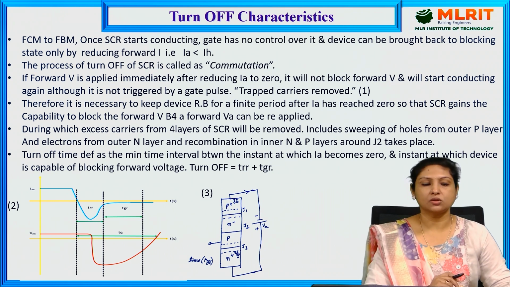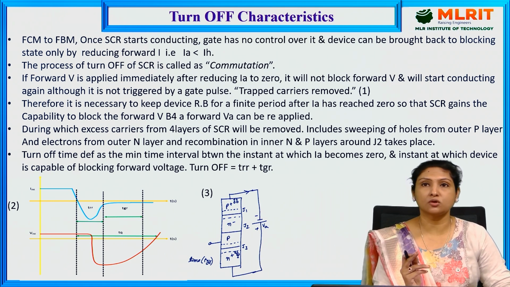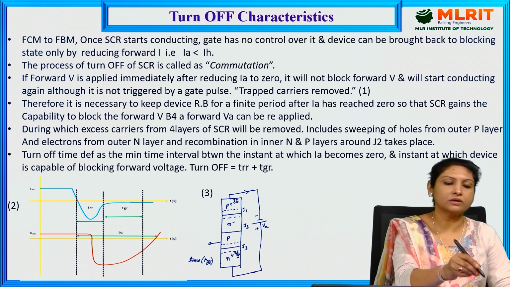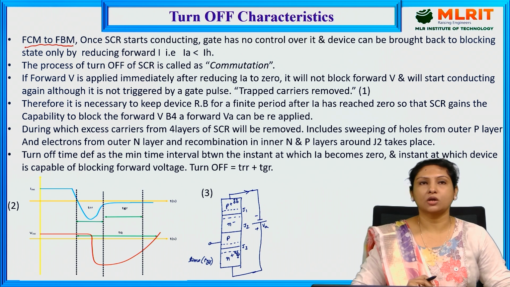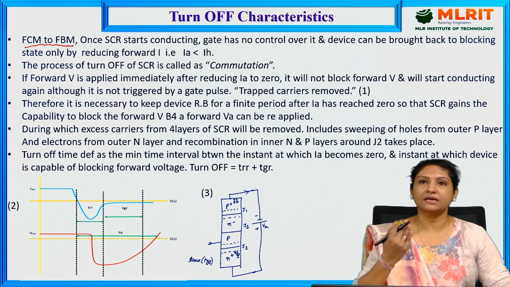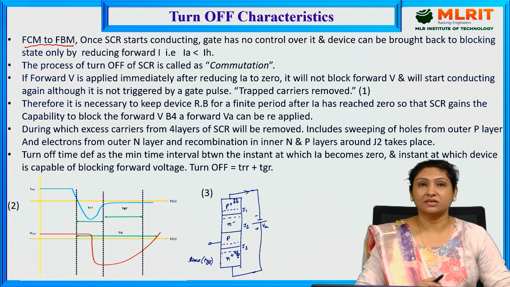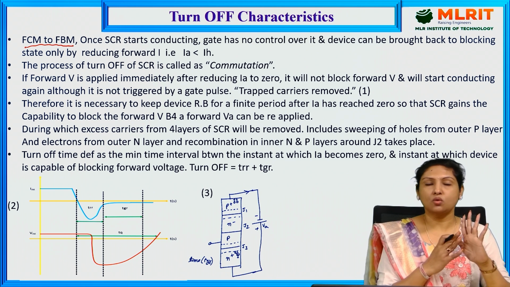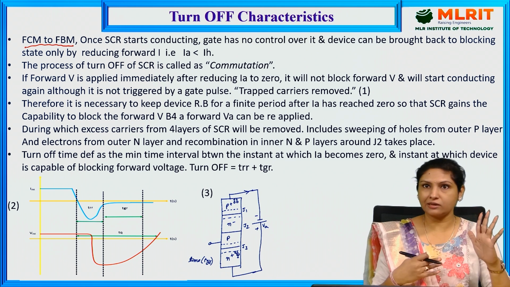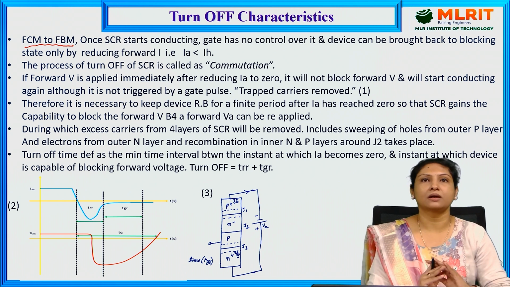Turn-off characteristics of SCR. The process of bringing the thyristor from forward conduction mode to forward blocking mode is nothing but the turn-off time of the SCR. Once the SCR starts conducting, gate has no control over it. Even if we remove the gate triggering pulse, the SCR will remain in the conduction state because it will have attained the so-called latching current. Once the latching current is reached, gate has no control over it.